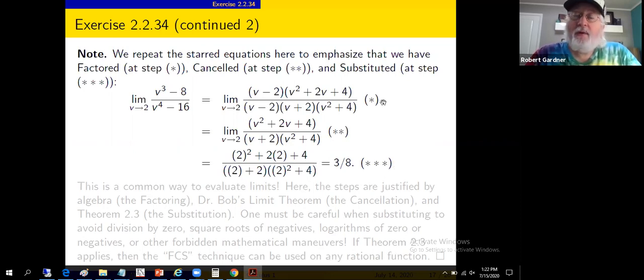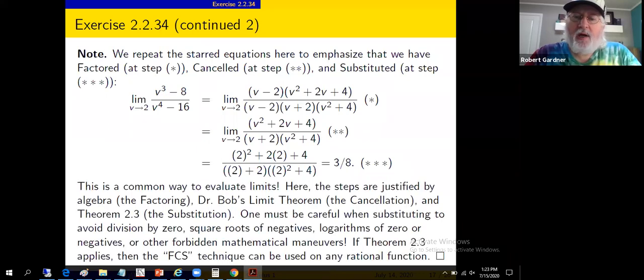The factoring, you know how to factor stuff. The cancellation, Dr. Bob's limit theorem allows you to justify the cancellation. Substitution, somebody's got to allow you to do the substitution. For now, we can justify the substitution provided we have a polynomial or a rational function that doesn't give 0 in the denominator. So it should be straightforward in terms of factoring. I mean, factoring can be tricky, but you'll be given textbook examples, quite literally. Factoring can be tricky, but it's just algebra.